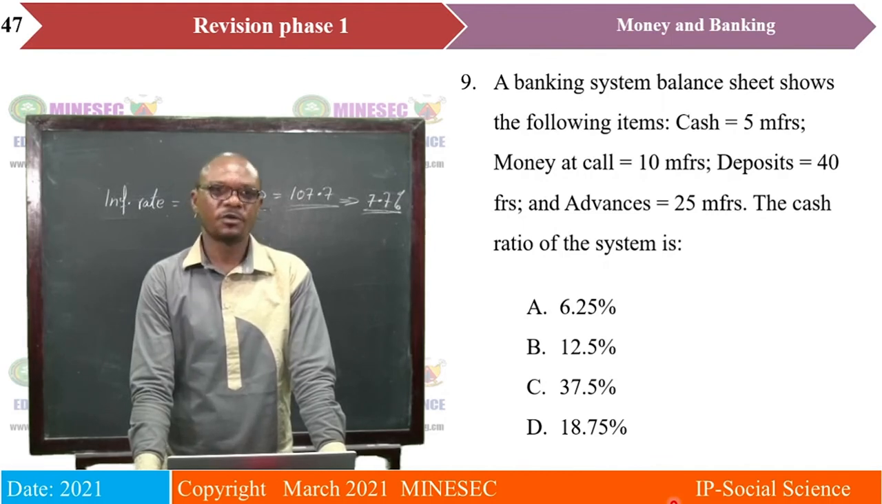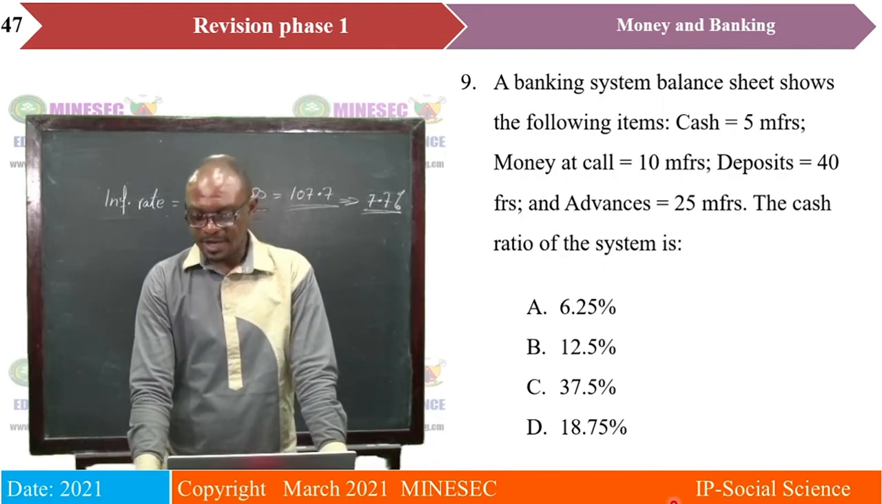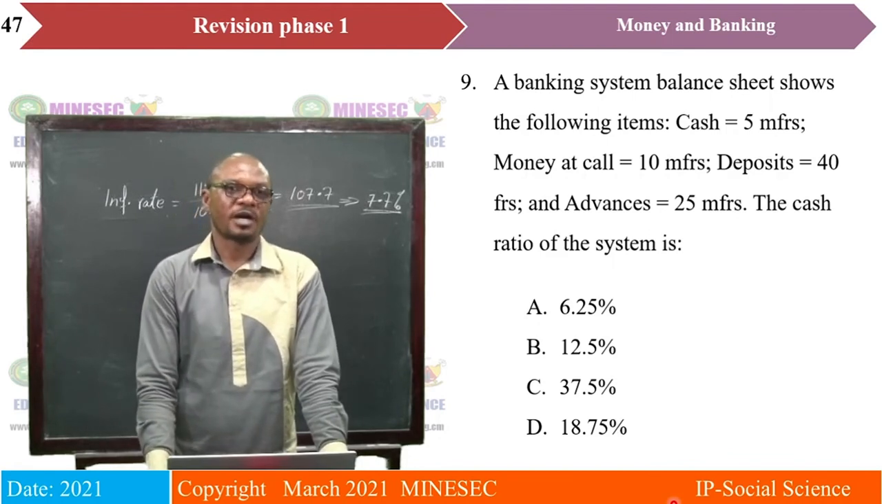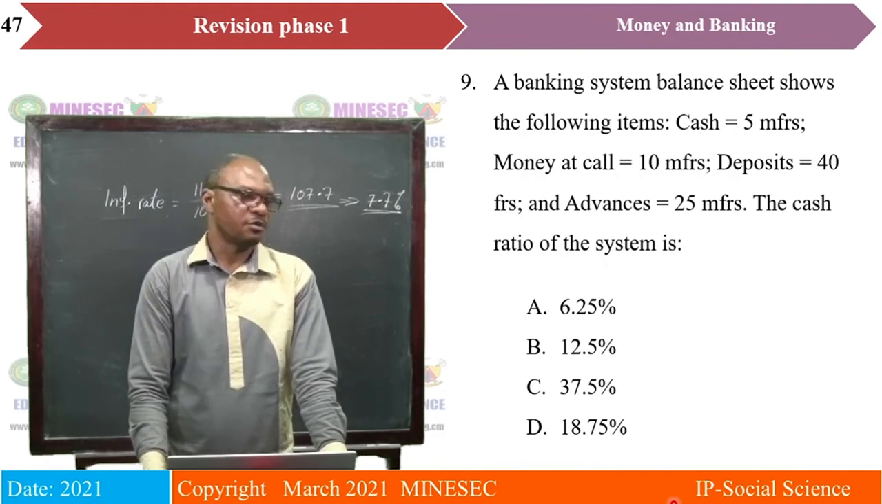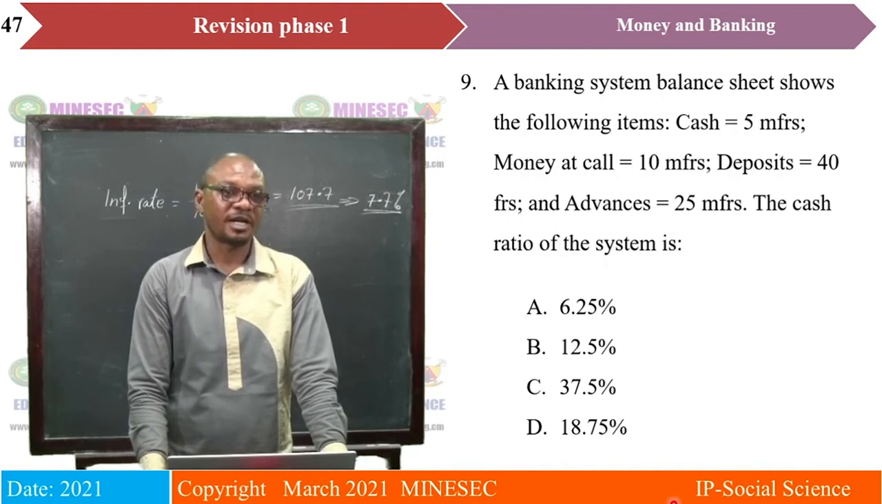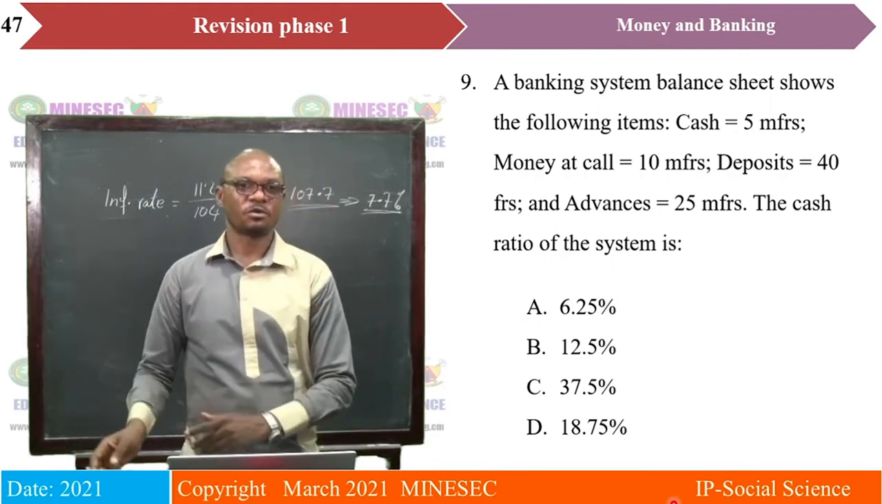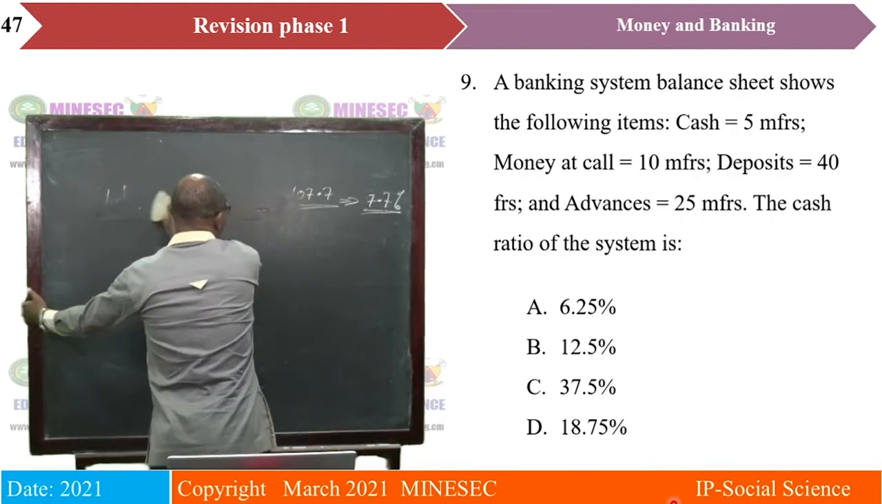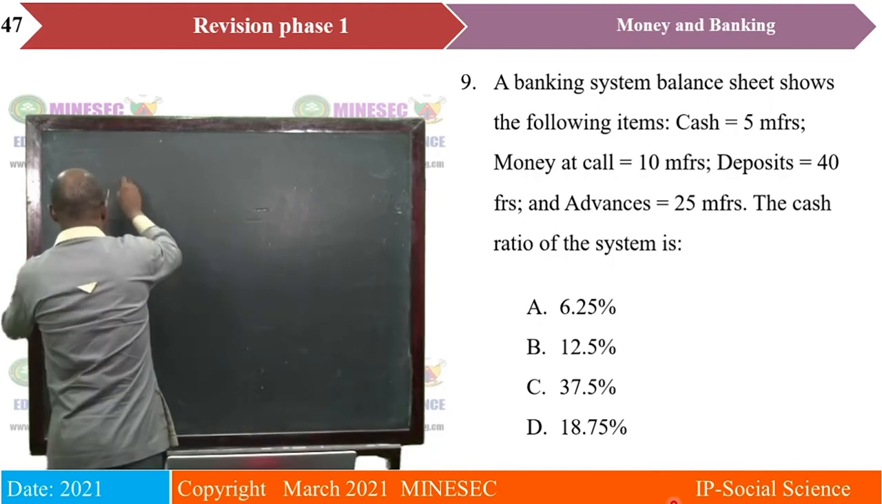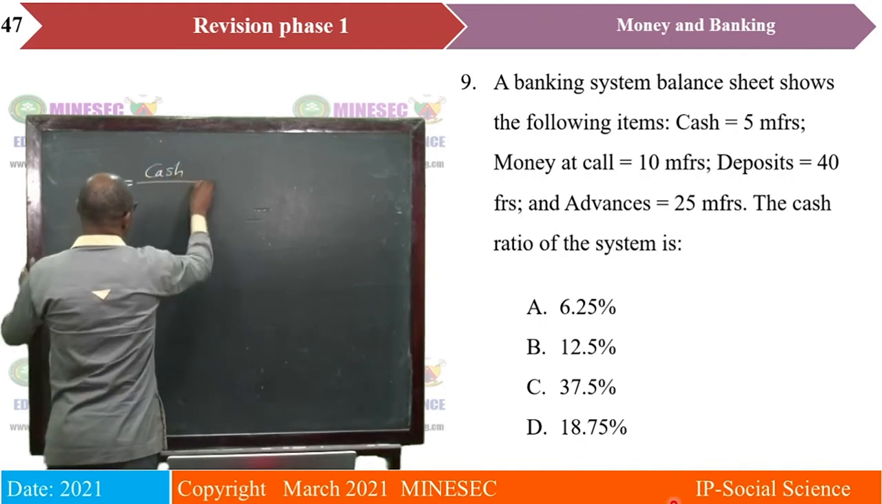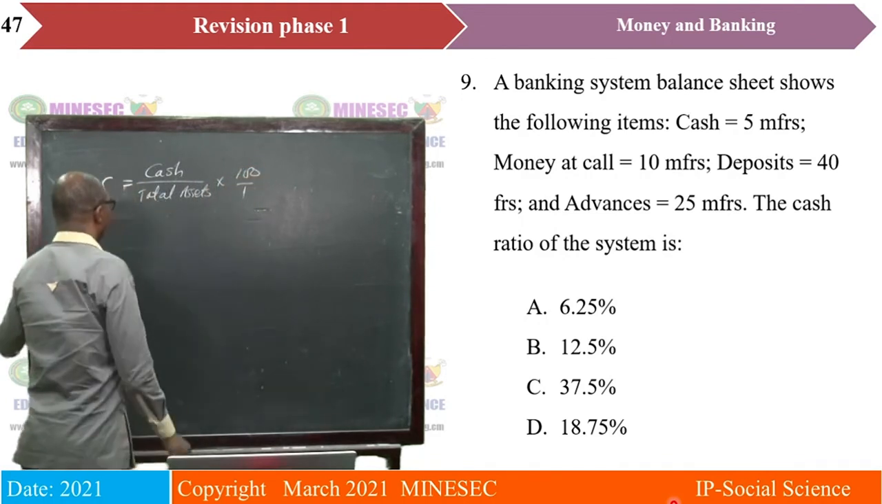Recall that cash ratio is the percentage of total deposit that the bank must keep as cash so as to be able to meet any demand for cash by depositors, whether expected or unexpected. And so cash ratio is calculated using the formula cash amount over total assets, or if you like, total liabilities, times 100 over 1. Remember, the bank's balance sheet assets must be equal to liabilities.